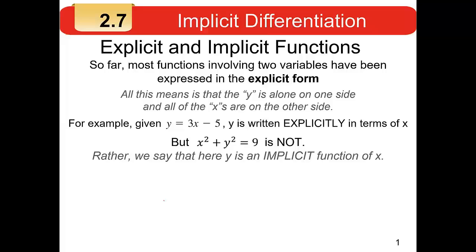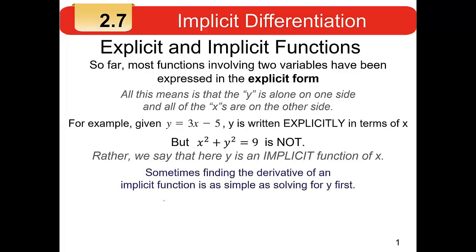But if I take something like x squared plus y squared equals 9, that is not written as an explicit function. Y is not written explicitly as a function of x. We say that y is an implicit function of x. Whenever y is not on one side by itself, it's mixed in. The x's and y's are mixed in on the same side of the equation.